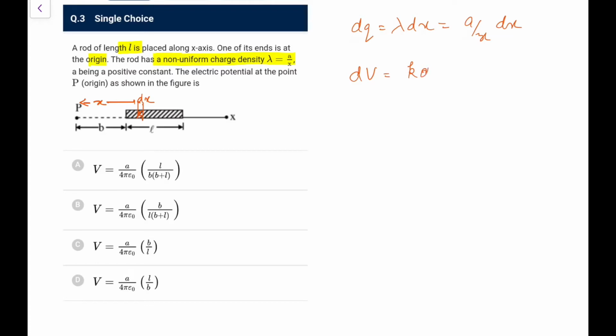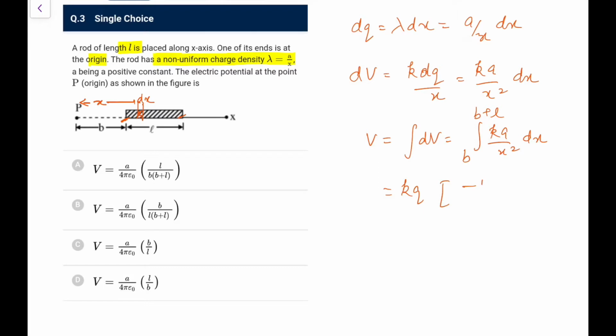The potential due to this at P would be, sorry, it is not gravitation, it is charge. So k dq by x. Okay, so k A by x square dx, let me write it properly. This is the potential due to a single element, so due to all would be the integral of k A upon x square dx, and the limits will go from b to b plus l. The closest end is at b and the other is b plus l.